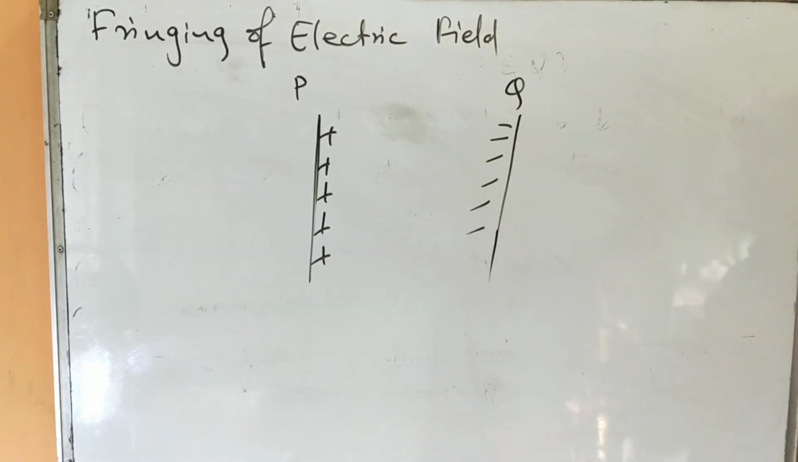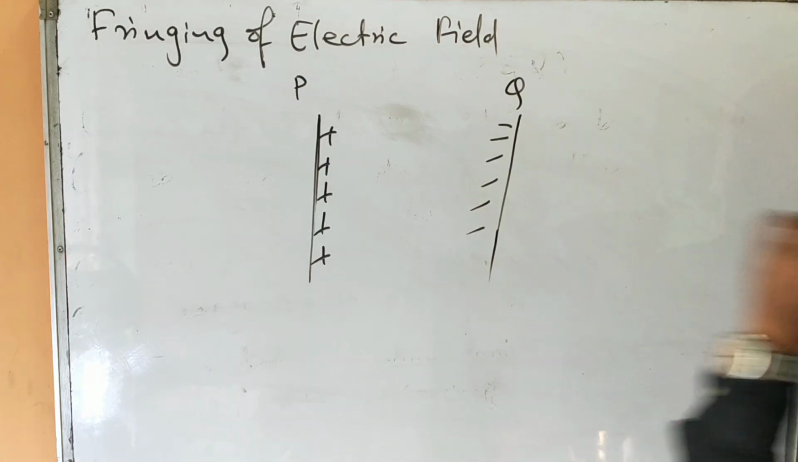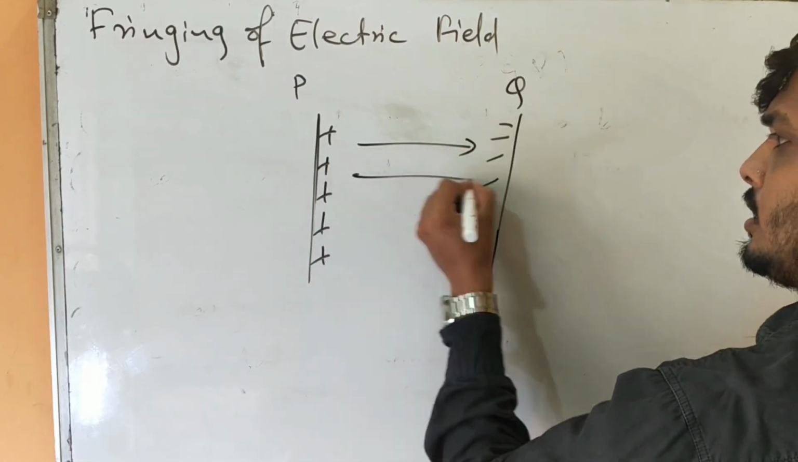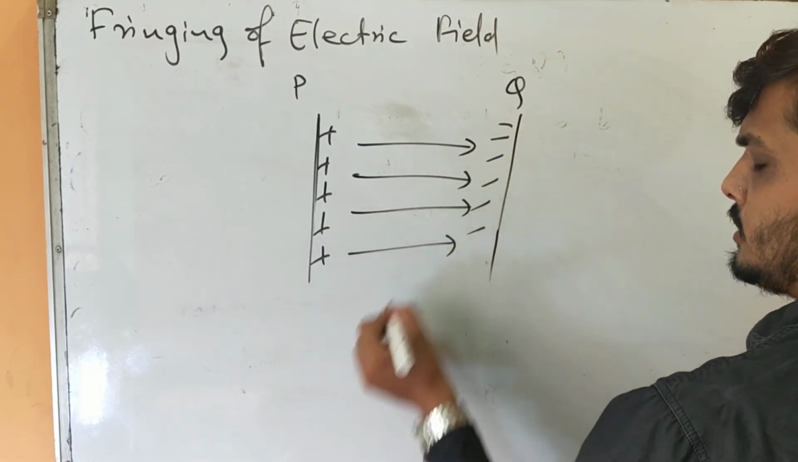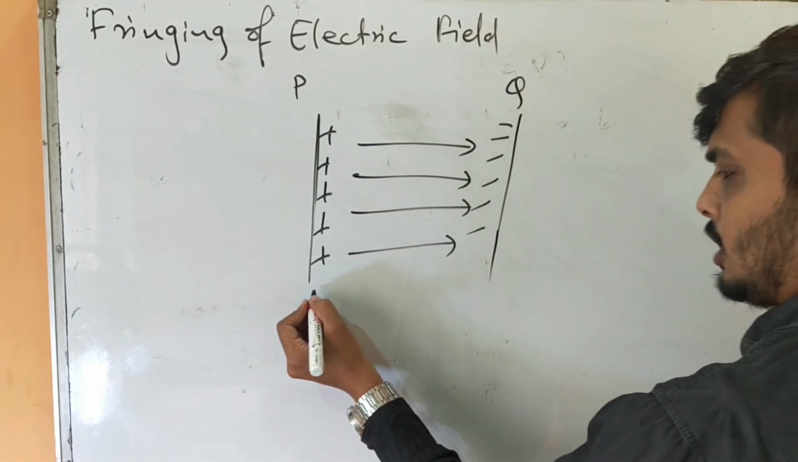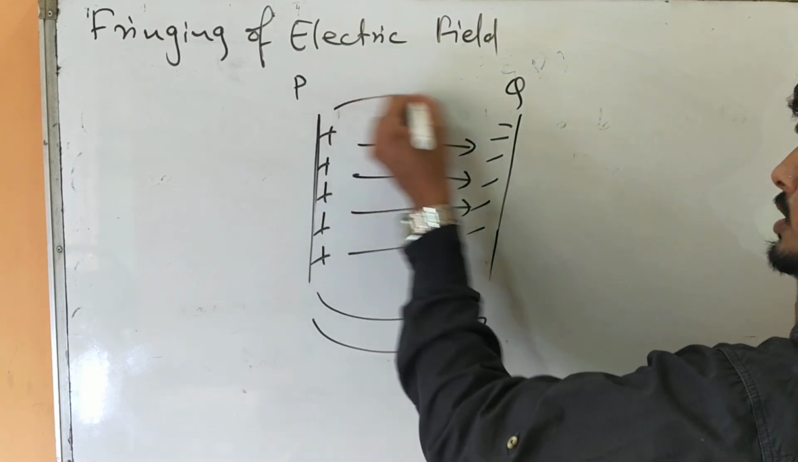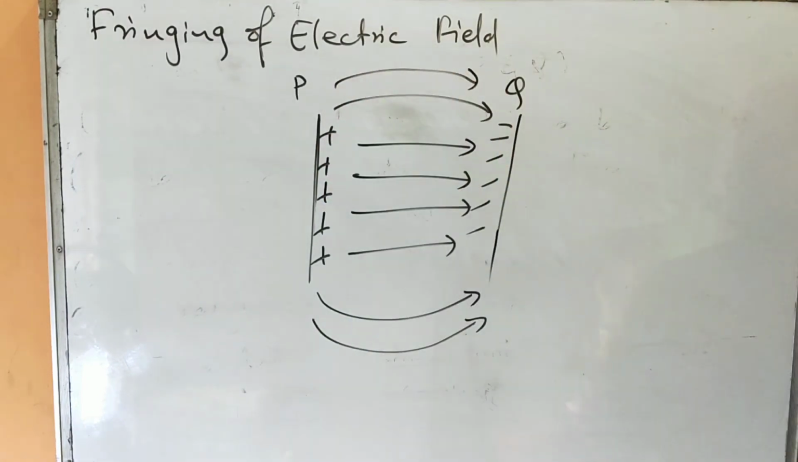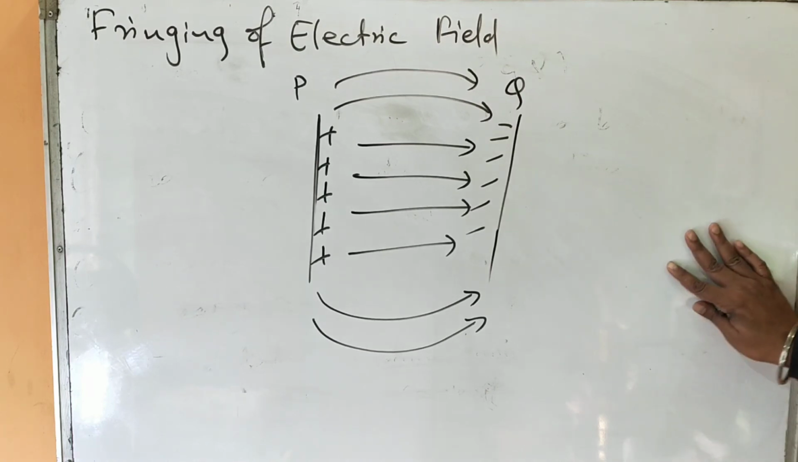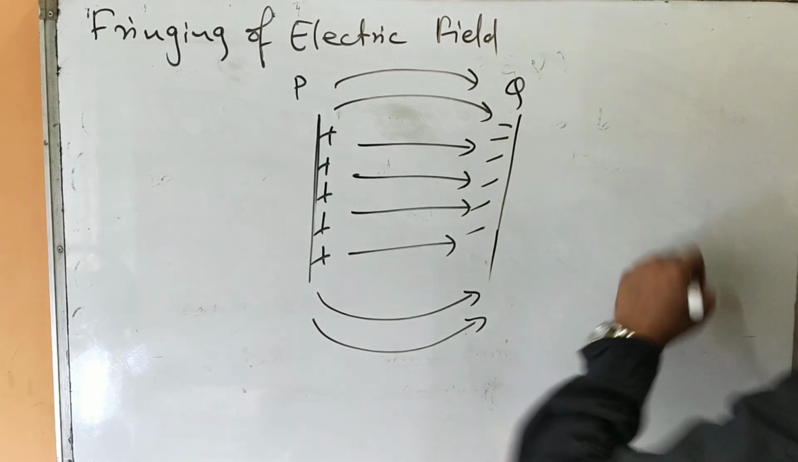Now you know that the electric field is generated between these two plates. Clear? These electric field lines will be parallel in between the plates, and when it comes to the edges or corners, they will be slightly curved in shape. This phenomenon is known as electric fringing.